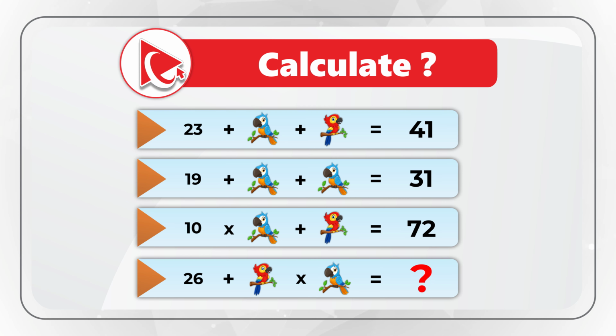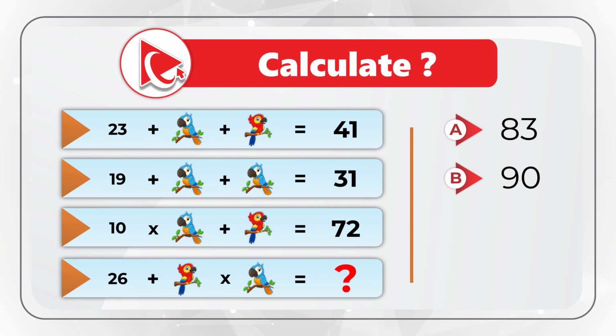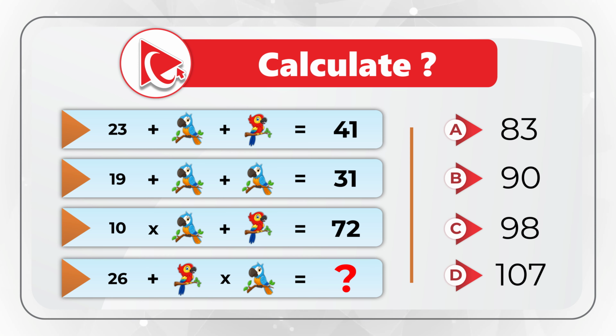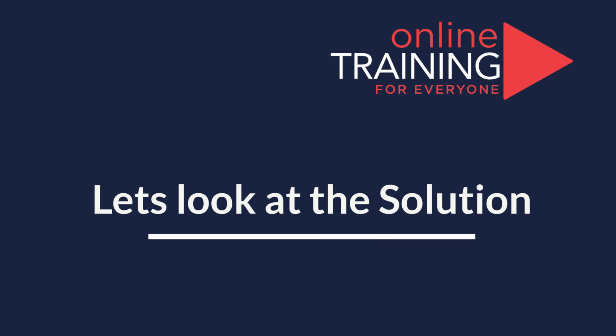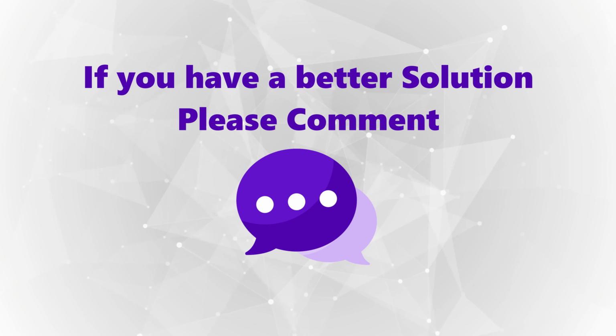You need to select the missing value out of 4 possible choices. Choices A, 83, choice B, 90, choice C, 98, and choice D, 107. Take a close look to see if you can calculate the answer. And on my end, I am moving forward to share with you my version of the solution. And obviously, if you have a better way to solve it, please make sure to post in comments so we can all learn.